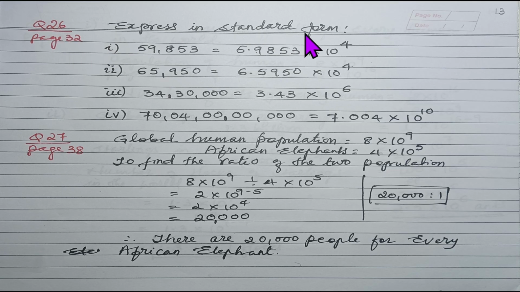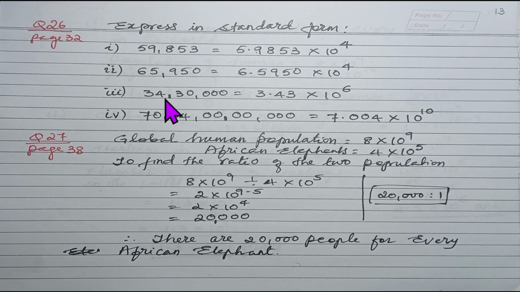Now express the numbers in standard form. We are given the number 59,853. We have to write it in standard form, that is k into 10 raised to n form. Therefore we have 5.9853, so 1, 2, 3, 4, into 10 raised to 4. 65,950 can be written as 6.5950 into 10 raised to 4.